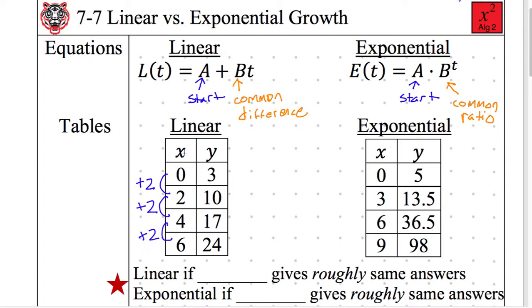Same thing kind of happens for the exponential. Are you adding a constant amount? Adding 3, adding 3, adding 3. You need to be increasing by a constant amount for the x for both exponential and linear. It's the same thing. Chris, come on, man.